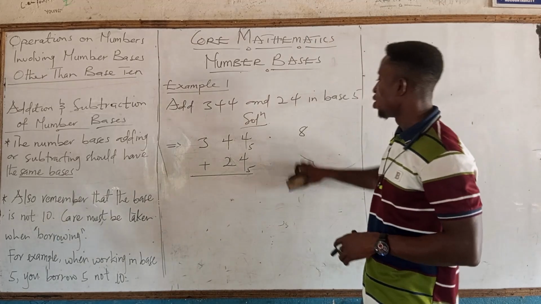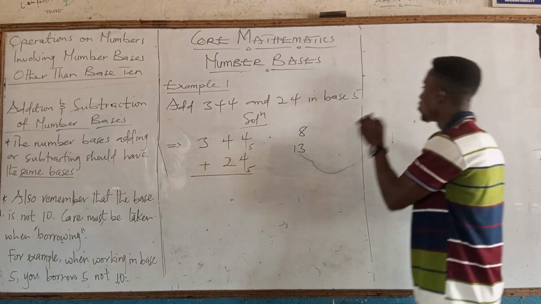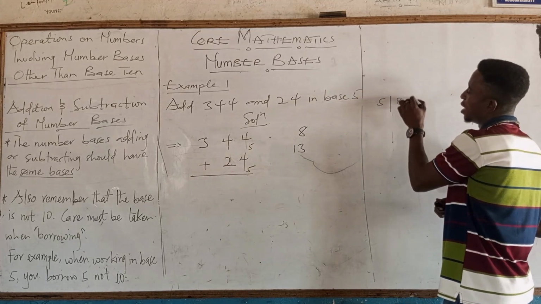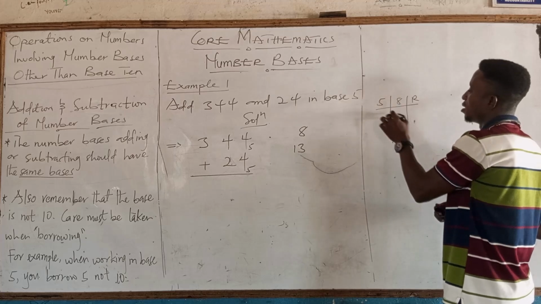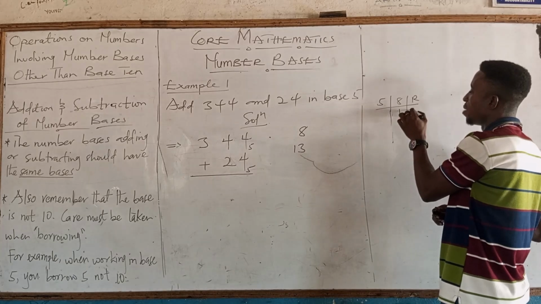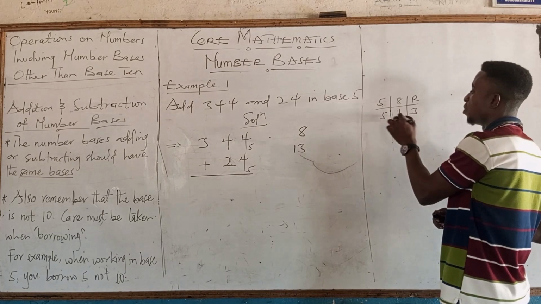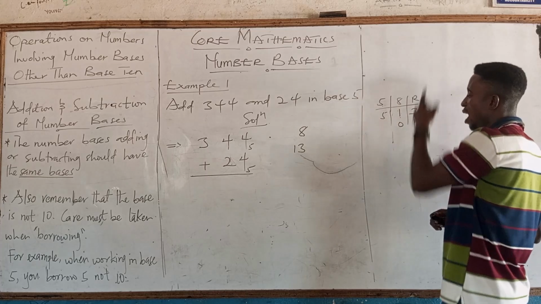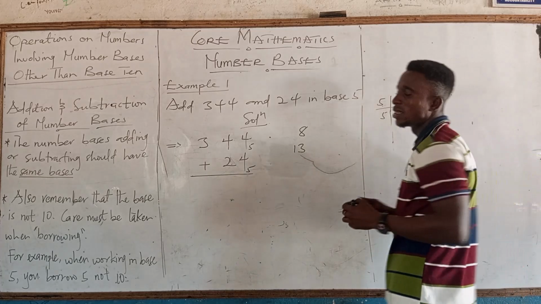Or you can also choose to use column 1. So I'll have my 5, then my 8, then the remainder. Creating your list, it doesn't matter. So 5 into this is 1, remainder 3. 5 into 1 is 0, remainder 1. Then you create your listing. Reading upward, that's 1, 3. It's the same as this one.